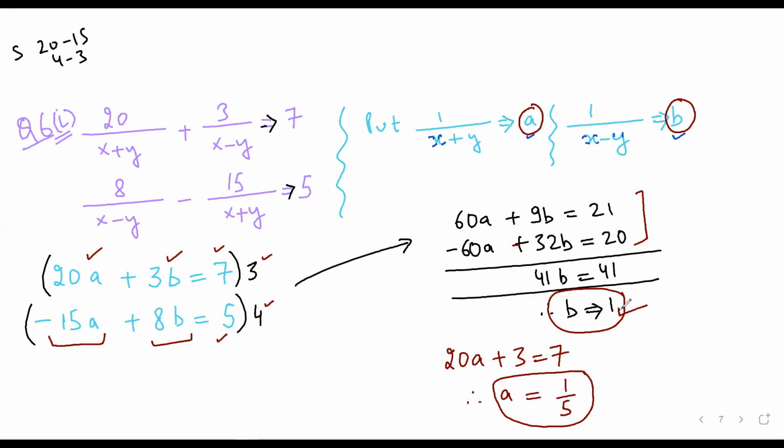So b is equal to 1. I go back to this equation. So b is equal to 1. I solve for a, and the value of a is 1 by 5.